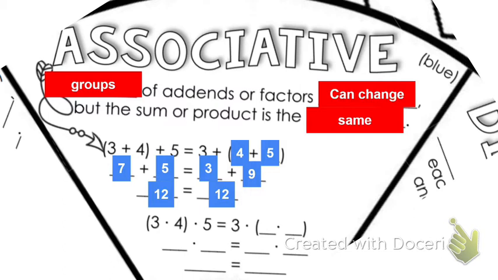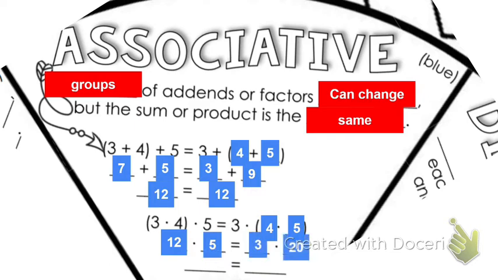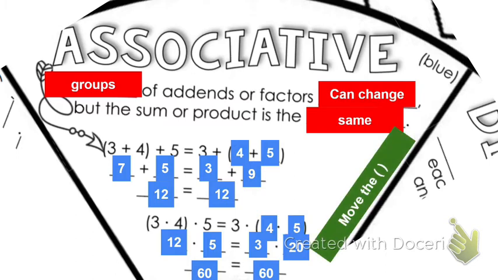Same thing for multiplication. If everything is multiplying, you can just move your parentheses and your answer will still be the same. 3 times 4 times 5 equals 3, and in parentheses would be the 4 and the 5, just like in the last one. 3 times 4 is 12. 5 would stay the same. 3 would stay the same on the other side of the equal sign, and then 4 times 5 is 20. When you did the math on these, you would get 60 and 60. So with associative property, remember, all they're wanting you to know is that you can move the parentheses and your answer will be the same.